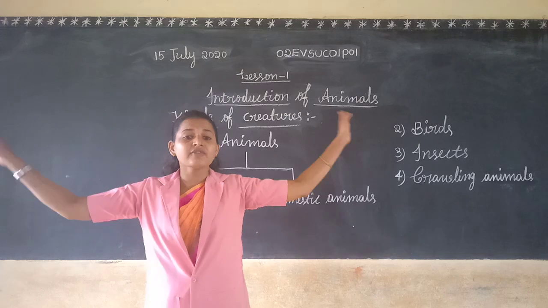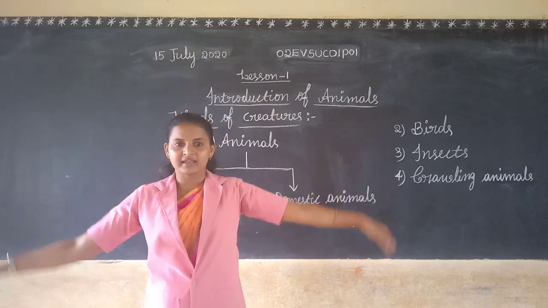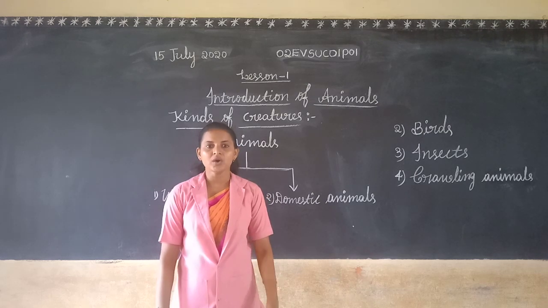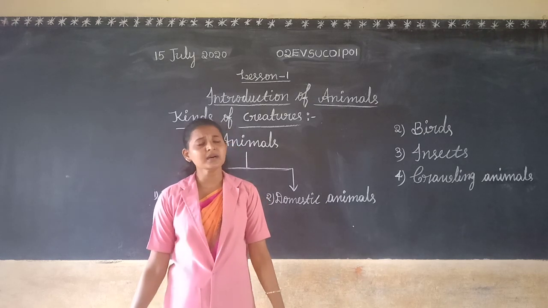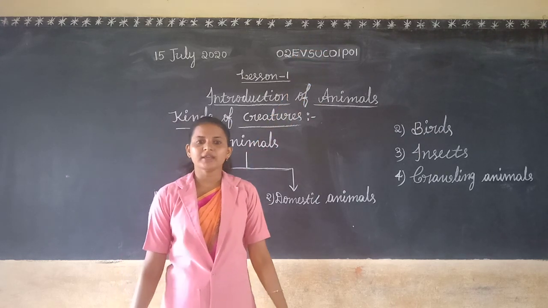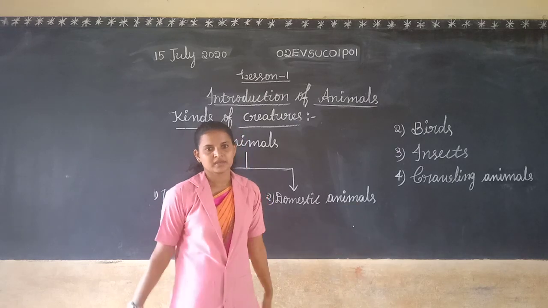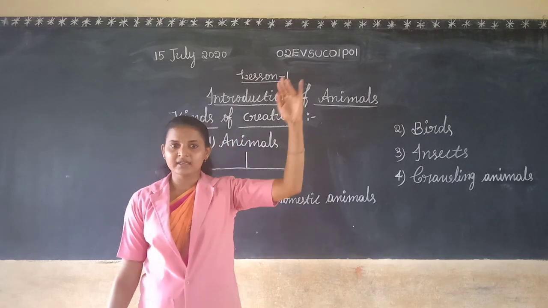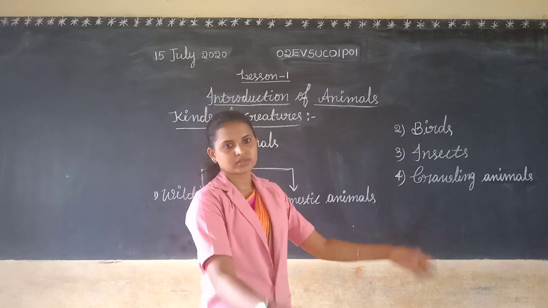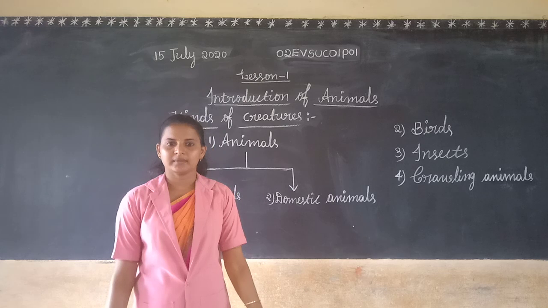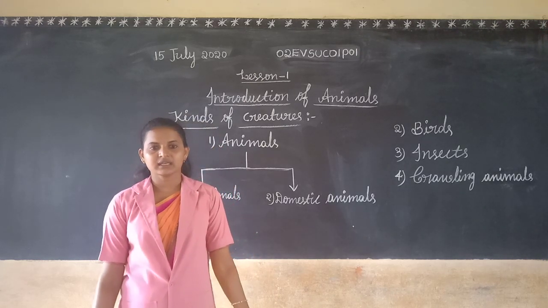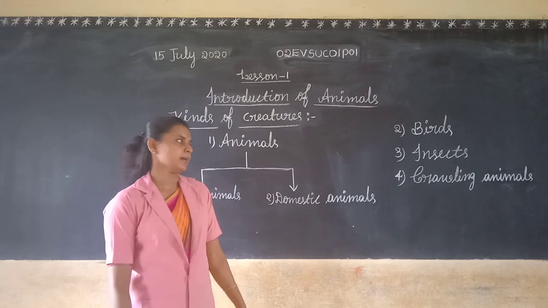Birds are called winged creatures. They can fly. They have two legs and one beak. Some birds fly very high, while some only hop on the ground. For example, pigeon, sparrow, parrot, peacock, duck and hen are some of the birds.